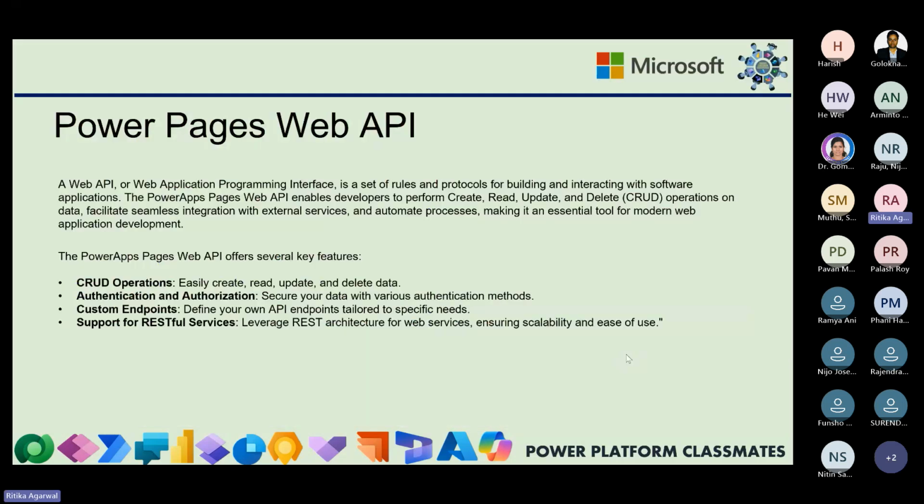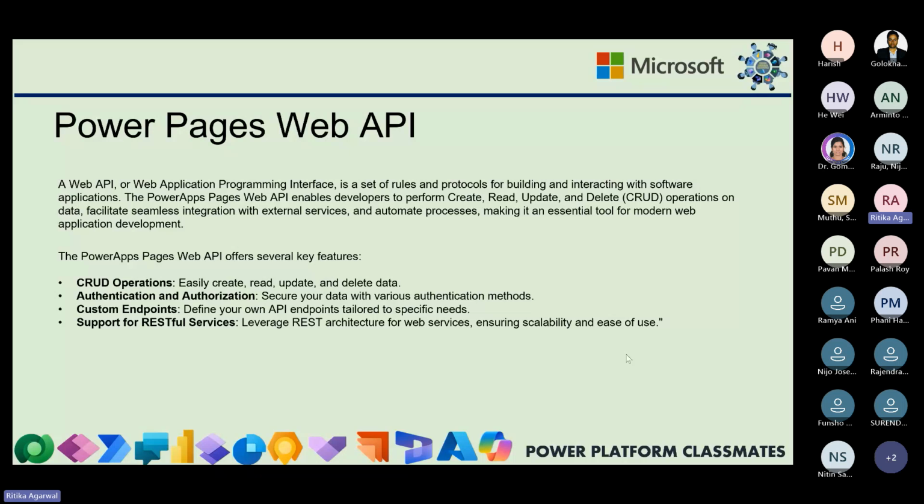Okay, so Power Pages Web API is a set of rules and protocols that you can use in Power Pages to bring out the data from Microsoft Dataverse. One thing to remember is this is something which only works with Microsoft Dataverse to get the data from various different tables. There are some limitations, though, we'll talk about those in some time.